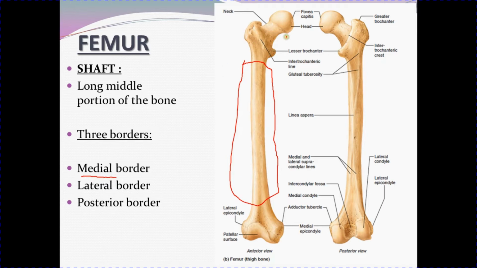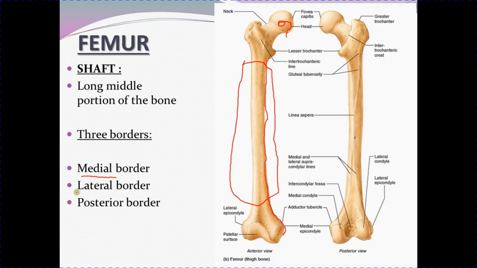Now look over here. The head is always directed medially. So this border, which is running downward from the lesser trochanter towards the medial condyle, is called the medial border.